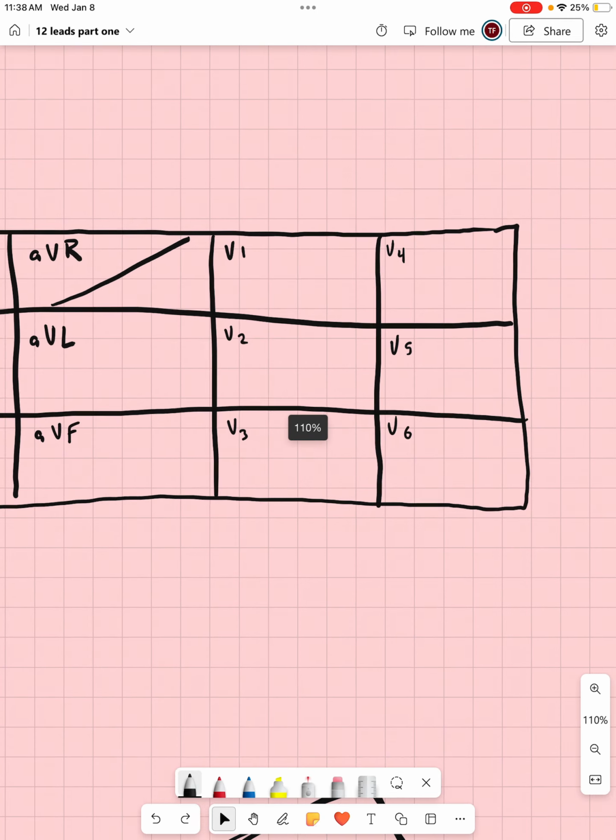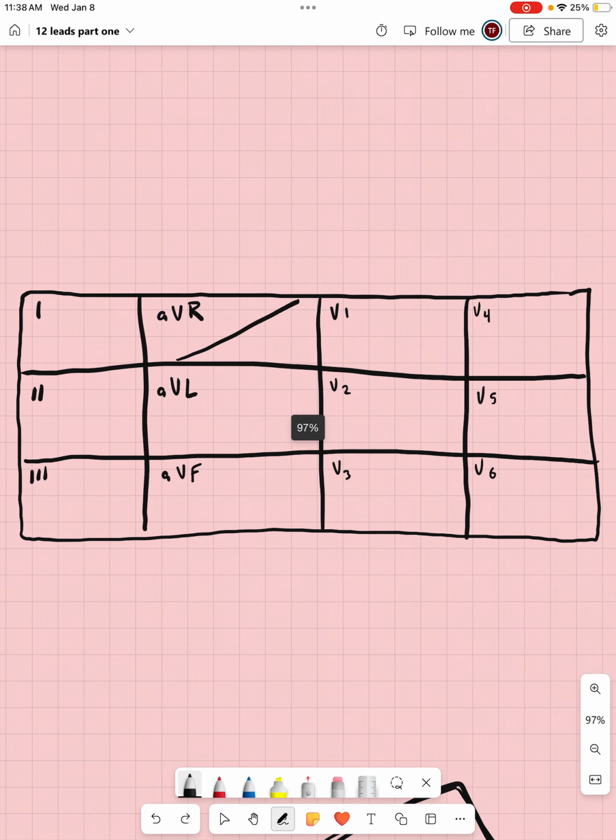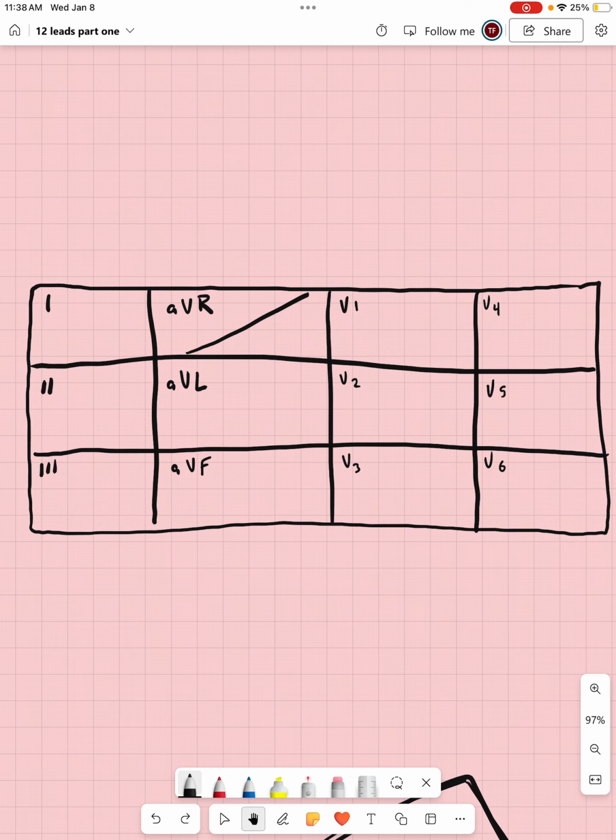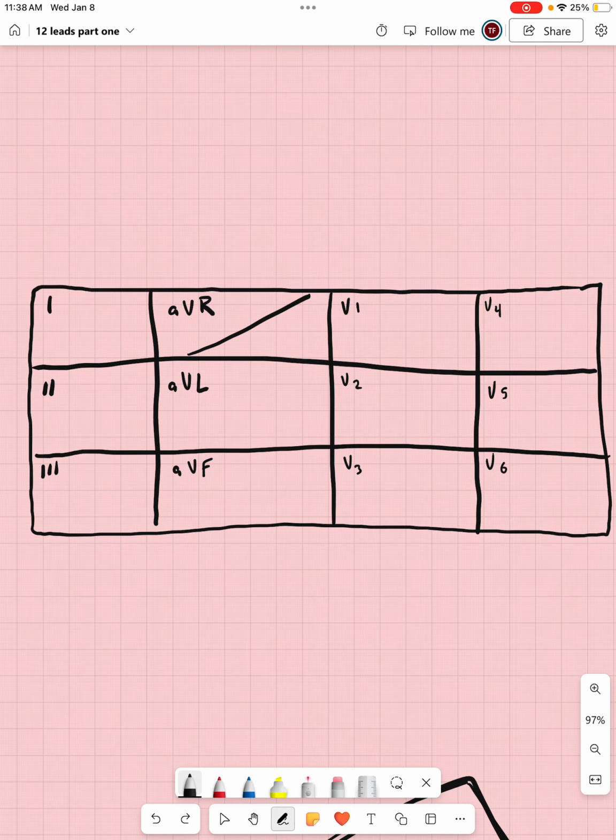Moving on, this is our box. We have a rectangle that is divided into different leads with 12 different squares. Each square is going to represent a geographic location of the heart. It's going to be looking at one specific portion. And so this just gives you a more comprehensive, accurate depiction about what is going on electrically in the heart in every portion of it. And so how do I know which portions are what? Well, let's go over it.